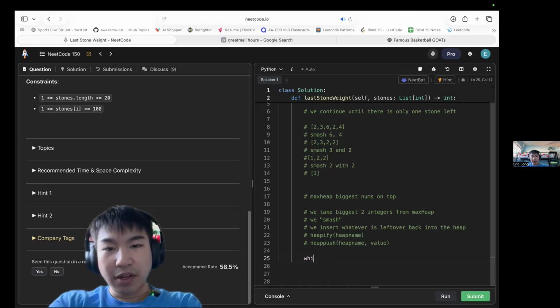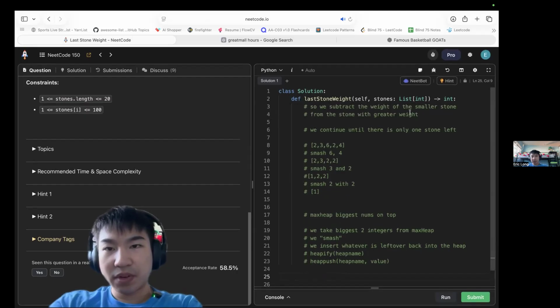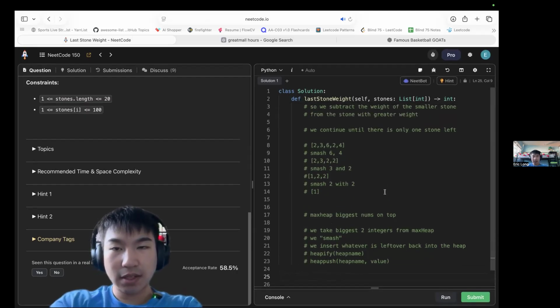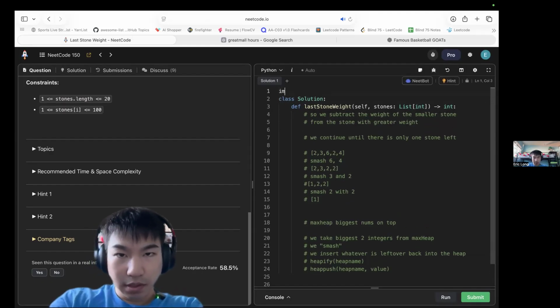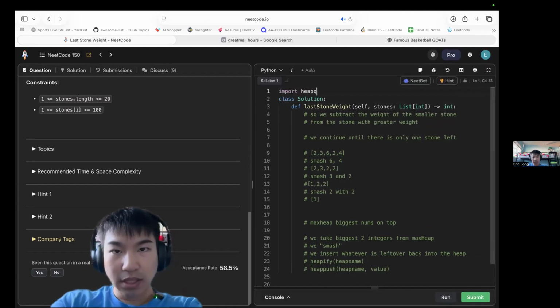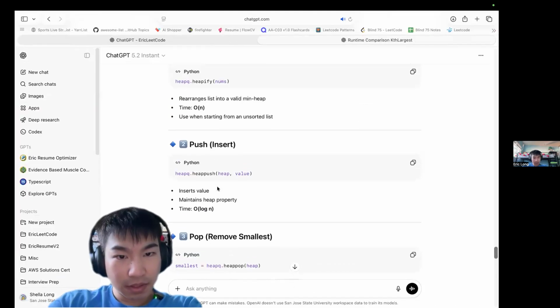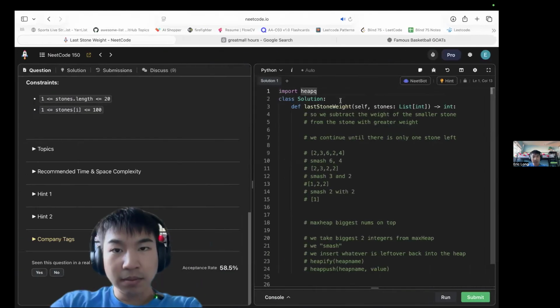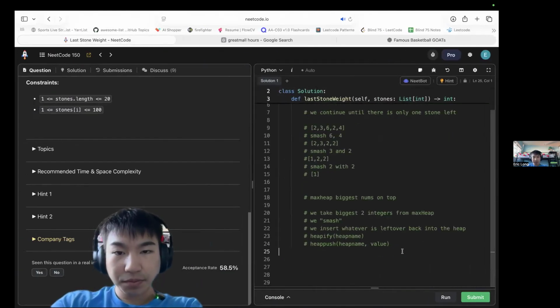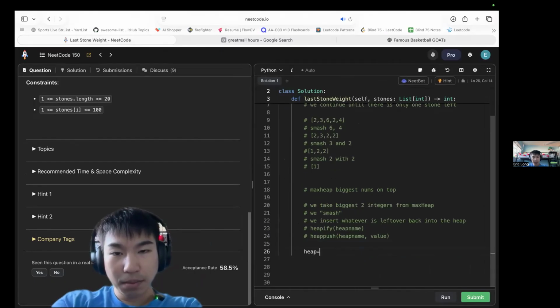Okay, wait. First of all, we gotta make a heap. We're given a list of stones, right? Okay, so we gotta import the heap. I think it was heapq, is that what it was called? Import heapq, okay. Now we gotta do heap.